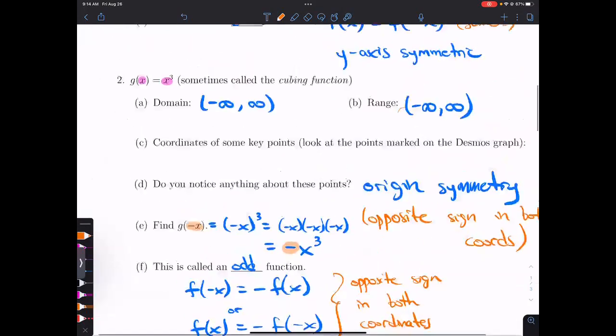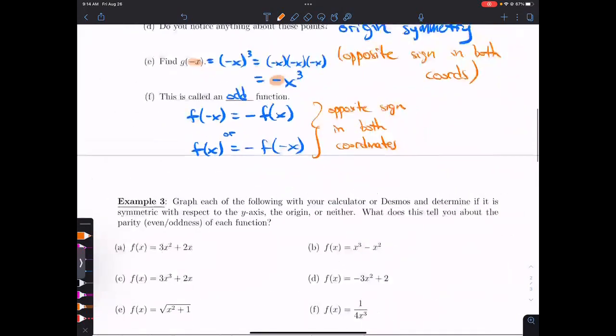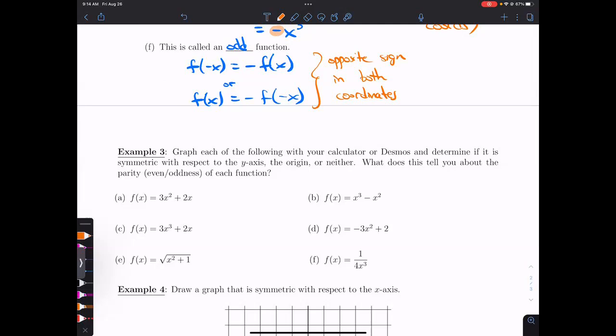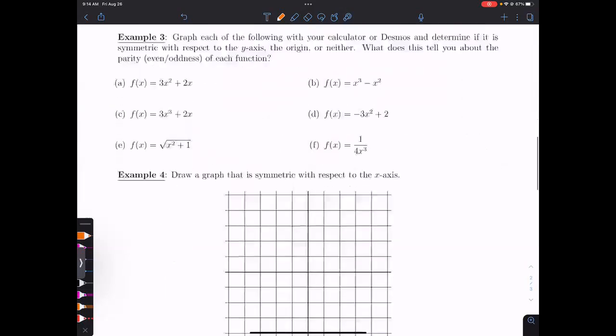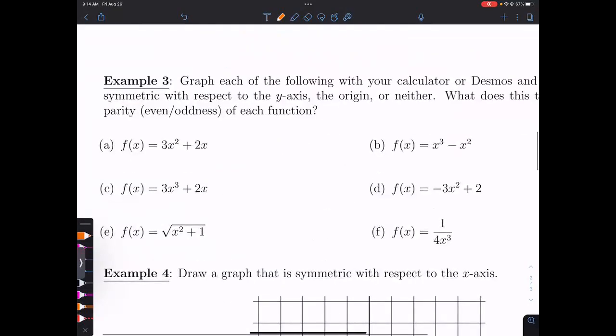So what we're going to do for basically the rest of our time today, this example 3, if you flip over to the back of the notes, there are 6 things here. What I want you to do is graph these. So grab a calculator, Desmos, whatever, graph those 6 things and decide from the graph, does this have y-axis symmetry? Does it have origin symmetry? Or neither, right? There's the third option. It can be neither. And what does that tell you about whether the function's even or odd? And some of these are going to look strange and weird, but don't worry about that. Just look at the picture and look for the kinds of symmetry we've been talking about.